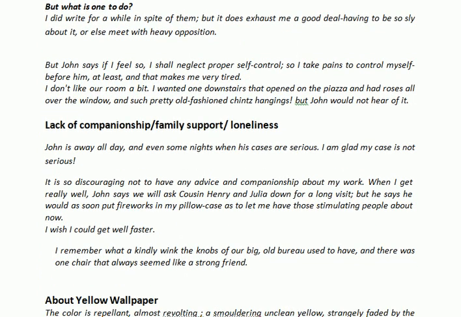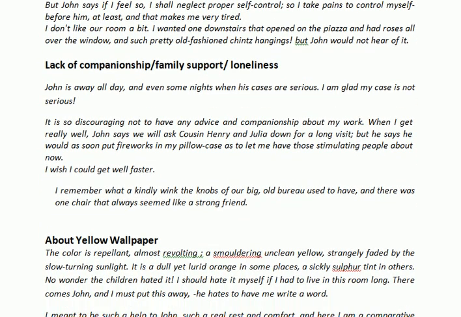The next thing she says is that I take pains to control myself before him, before her husband at least, and that it makes me very tired. So these are the social restrictions which make her more tired. And then she says that I don't like our room a bit, I wanted one downstairs, but John would not hear of it. She's not allowed to even make a choice of her room.